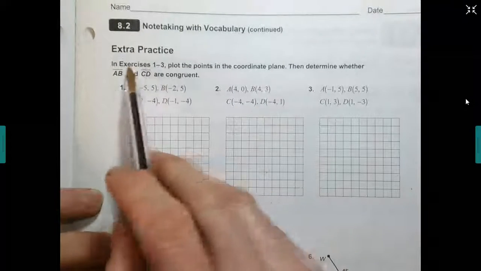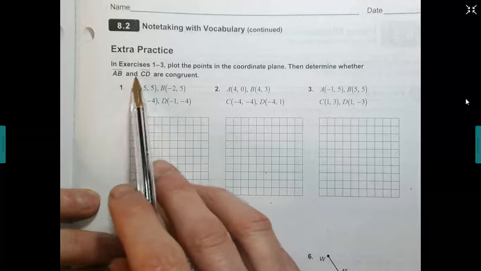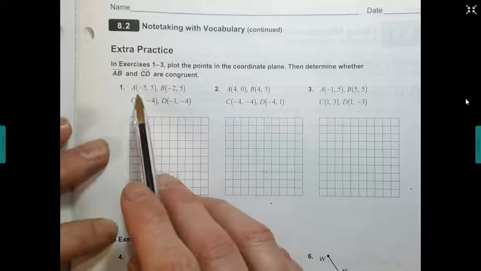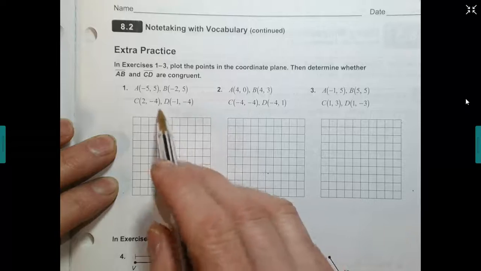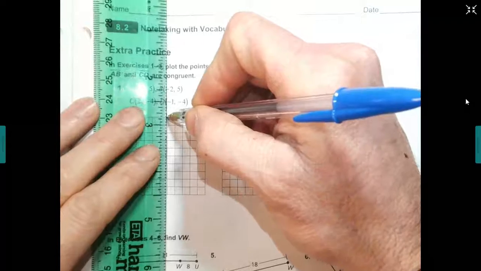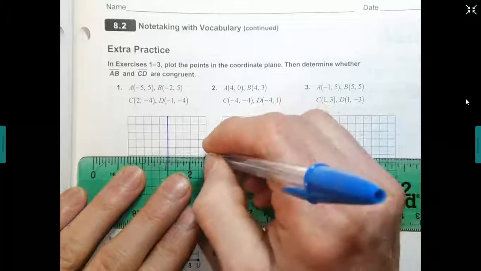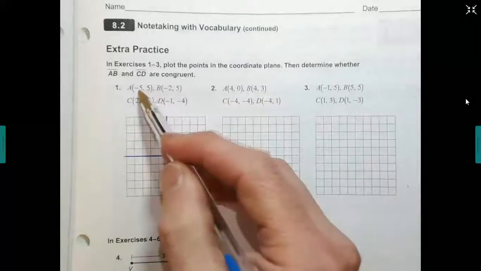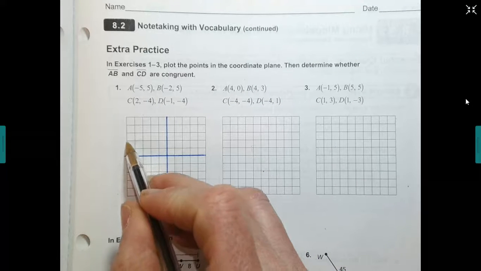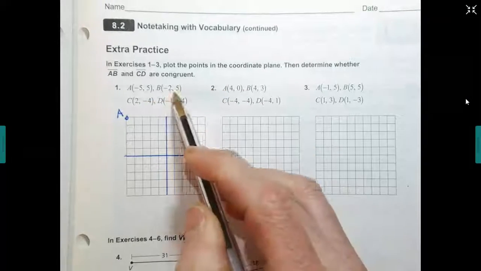All right. In exercise 1 through 3, plot the points in the coordinate plane, then determine whether AB and CD are congruent, whether they are the same. Okay, so we're going to plot these, but in order to do that, I have to make my X and Y axis. I'll put it right here in the middle. So I have negative 5, 5. Negative 5, 1, 2, 3, 4, 5. Positive 5, 1, 2, 3, 4, 5. So that's point A.